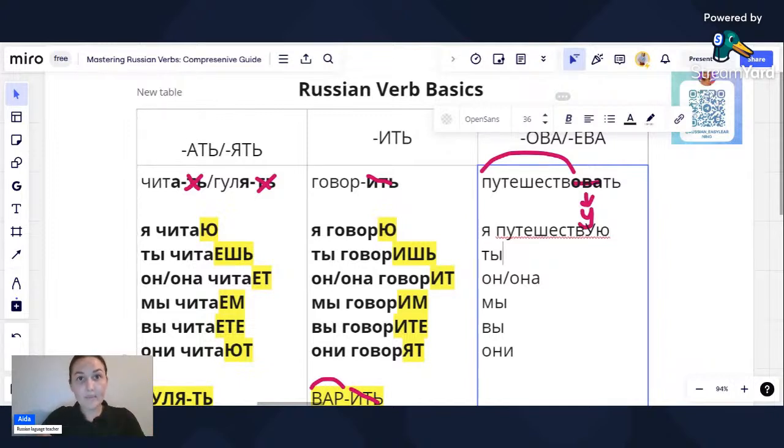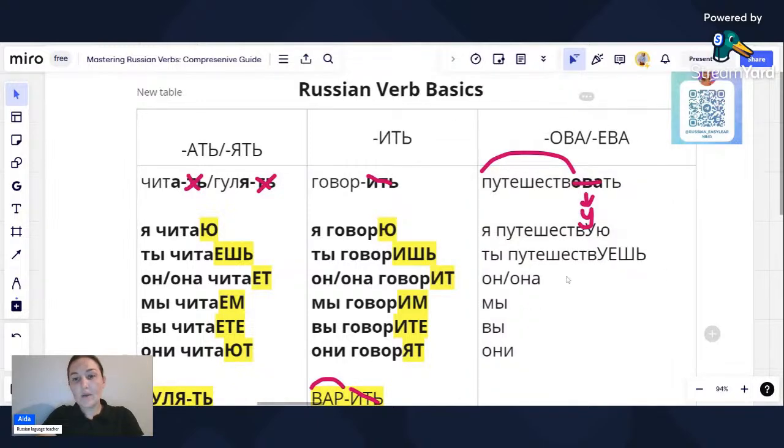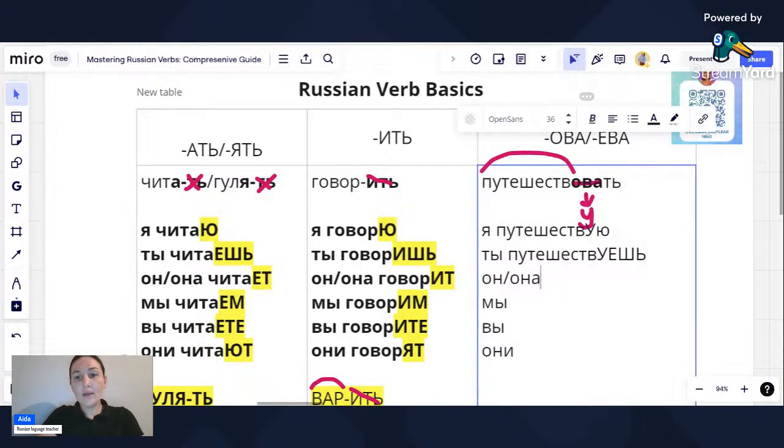What about ты? How to change this form? Я путешествую. Так, ты путешествуешь. Ты путешествуешь. Окей, ты путешествуешь. Так, теперь он, она путешествует. And ending for он, она, ед. Путешествует. So can you see that we have ет here?